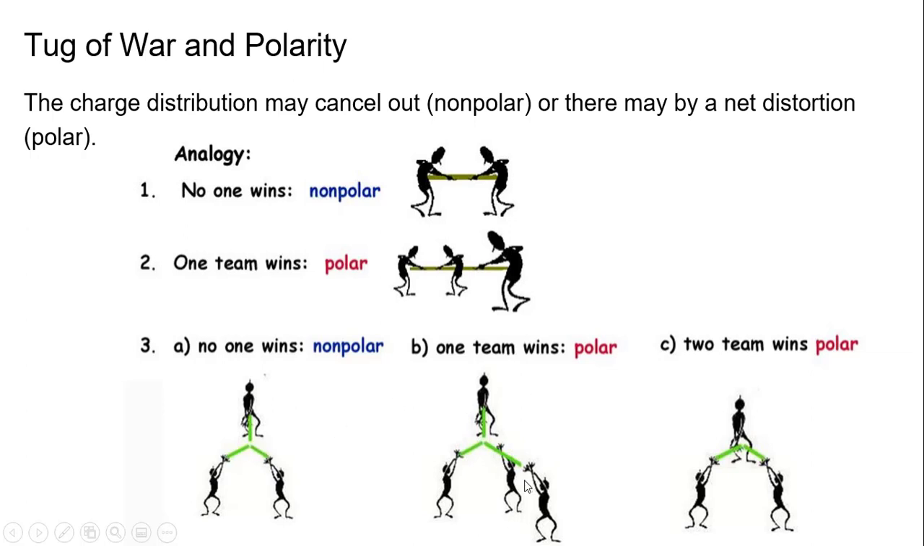If you have one that has two people, it's going to pull every electron density this way. It's going to make it polar because there's no balance to cancel it out. And then you have two teams that win, so you have two strong atoms and one that's not.